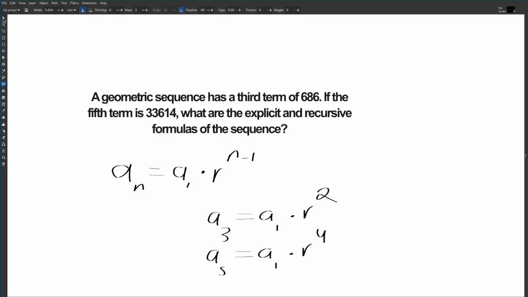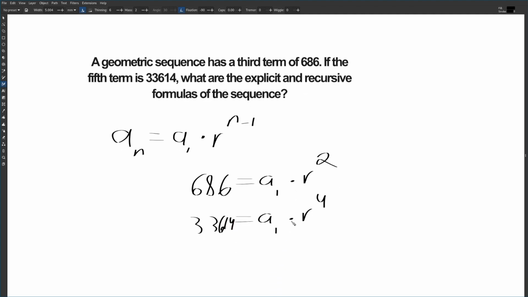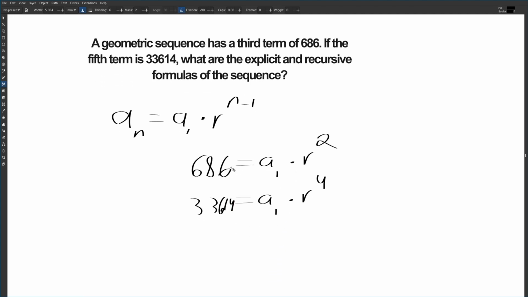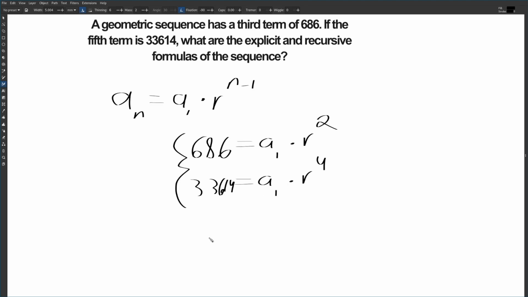And we know what a of 3 is. It's 686. And we know what a of 5 is. Okay. And now from here, this is what I would do. You can divide both of these equations to get rid of a of 1. Kind of similar to elimination, where you have systems of equations. You can divide these two and find the value of r. Okay, so let's do that.